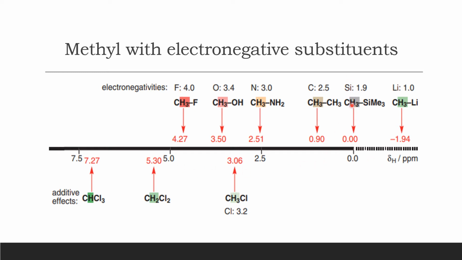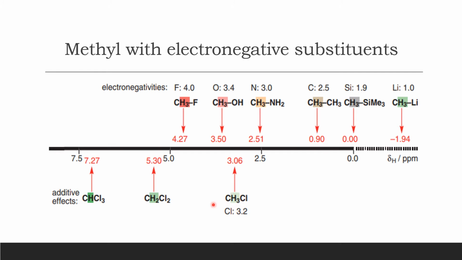Tetramethylsilane is the standard one, so it comes as 0. Next to that, here only carbon is there, so it's around 0.9. If a CH3 group is there without any substituent, then we will get 0.9. If nitrogen is attached, then it becomes 2.5. If oxygen is attached, it becomes 3.5, and if fluorine is attached, it becomes 4. According to that electronegativity, this range also increases.